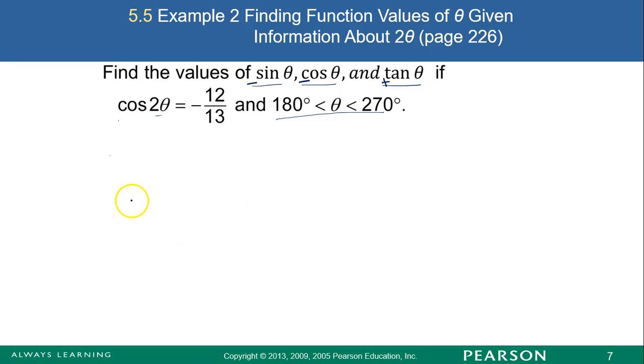Okay, so to use our double angle identities, but in reverse, let's write the double angle of cosine down. Cosine of 2 theta is equal to 1 minus 2 sine squared theta. That's just a fact. That's one of your identities right there. And what I'm going to do to find sine of theta is plug in negative 12 over 13 in here, because cosine of 2 theta, that's what it's equal to, negative 12 over 13.